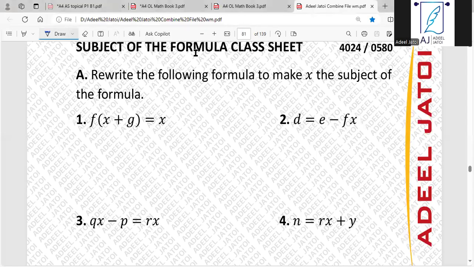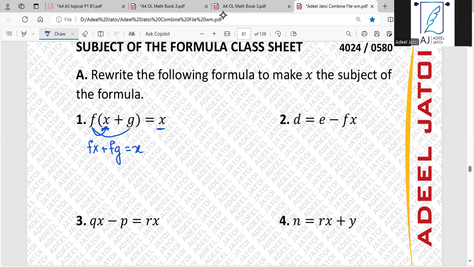Since the question says we write the following formula to make x the subject, what can we do here? I can see 2x, right? So when we have 2x, we want to make sure that both the x are on one side. So we multiply this to open the bracket. f into x is fx, f into g becomes fg, is equal to x, right?